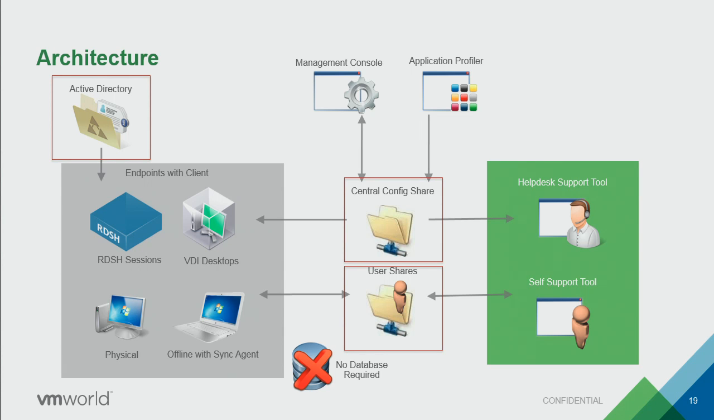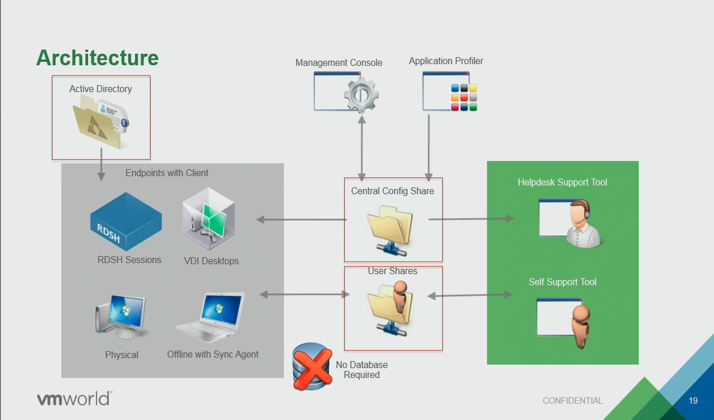You need the Active Directory, because the User Environment Manager is enabled through group policy, and you need 2 file shares. Well, when I say 2 file shares, you have 2 file shares if you have 1 user. You have to have a central config share where all of your configurations are stored, your base level configurations, and then you need a user share for each user, and that's it. There's no database required, so there's no SQL Server required, there's no replication to be worried about.